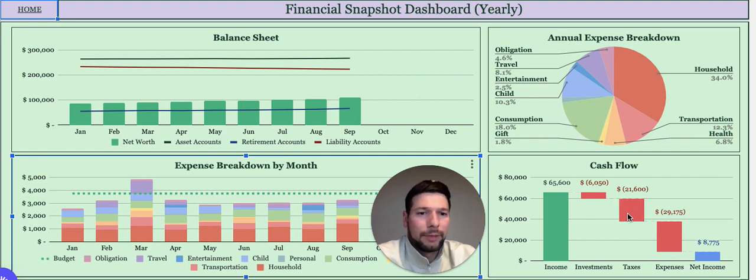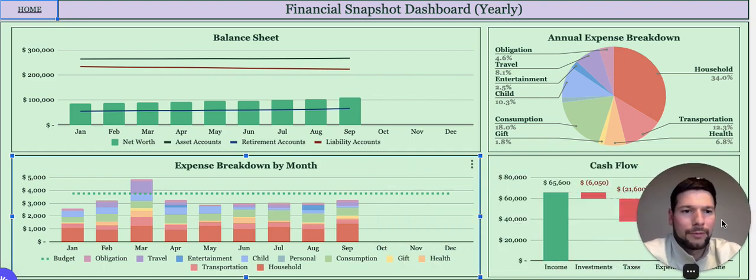You pay the government second, so you paid $21,600 in taxes, and you pay about $29,000 in your fixed and discretionary expenses. And that left you over at the end of the year. So this is your bank account balance outside of your retirement investments. You'll have an extra $8,700 in the bank if you follow this graph here.